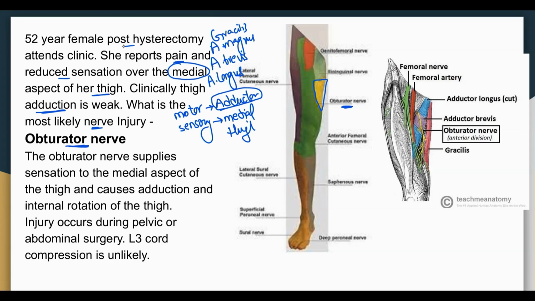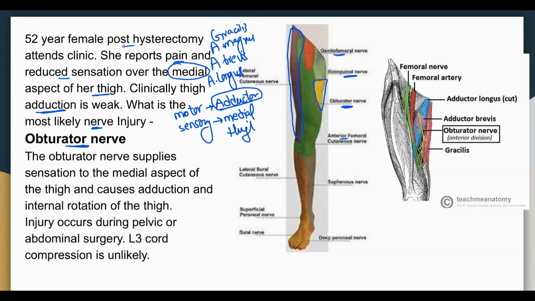So let us take some time to review the rest of the sensory supply of the lower limb. This lateral area is supplied by the lateral cutaneous nerve of the thigh, and this area present in the mid portion but superiorly is supplied by the genitofemoral nerve, and this proximal medial portion is supplied by the ilioinguinal nerve. Now in the center, this greenish area is supplied by the anterior and the medial femoral cutaneous nerve.